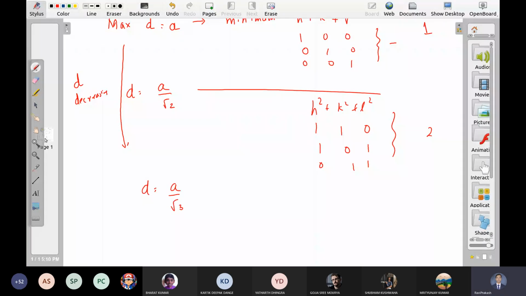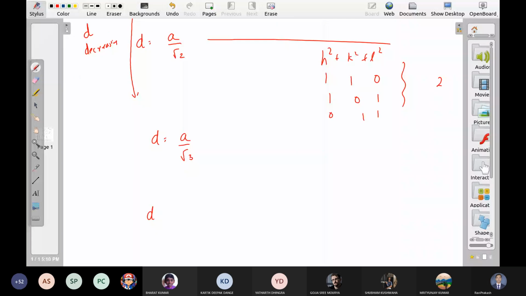And what is the next possibility? For this, we have H square plus K square plus L square is equal to 3. What is the next possible summation? We can also get 4. How do we get 4? Something like 2, 0, 0. Can we have any other form? I think no, right? So these planes will give us A by 2.